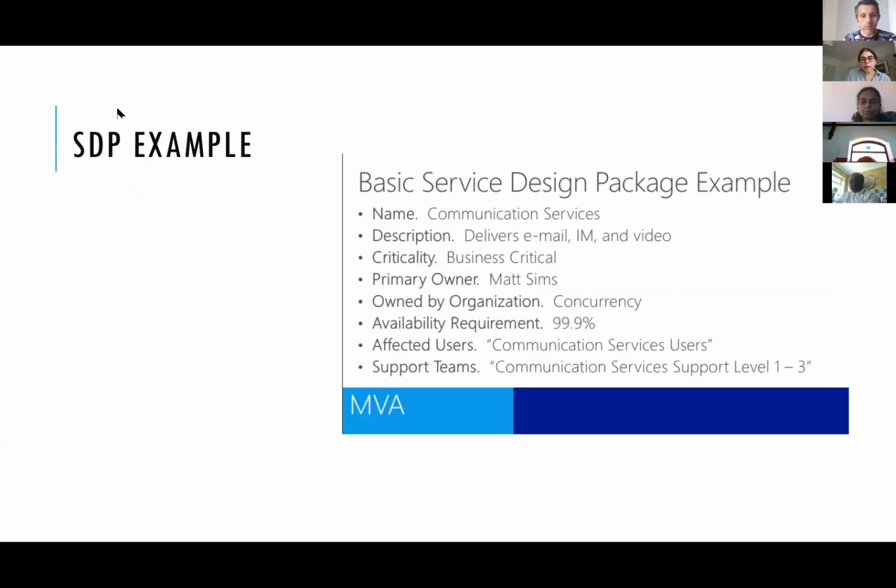And this is my last slide, and this slide basically gives an overview as to what a basic service design package template looks like. I mean, this is probably just a front cover because it goes into a lot more detail than that. Again, the service catalog would probably have SLAs actually highlighted in it.